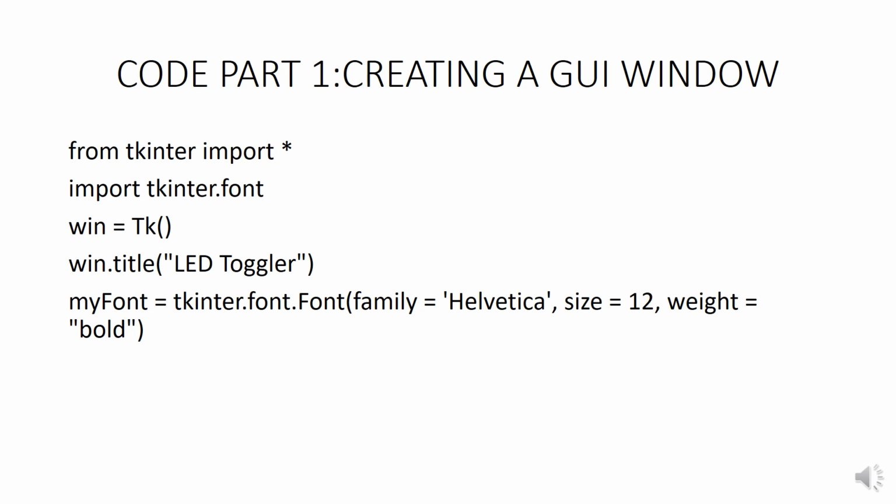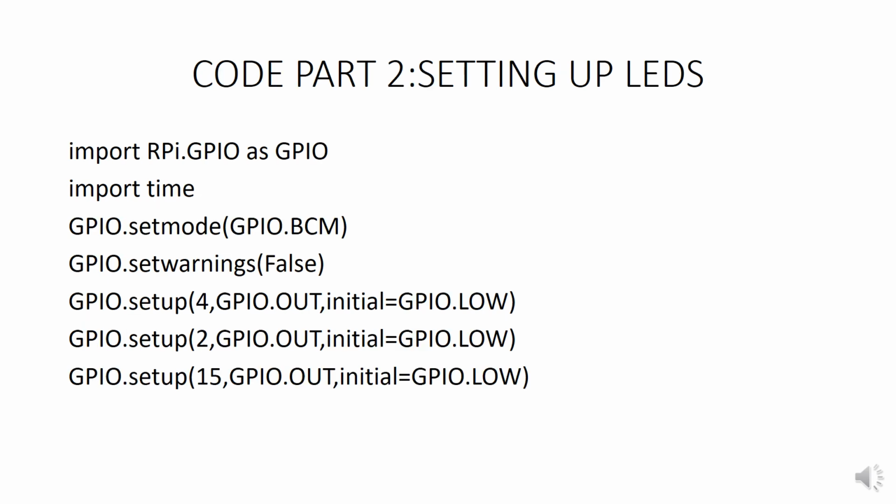So let's see the code part. First is creating a GUI window. Already I explained all these things to you. I'm importing my GPIO library, importing time, setting the mode. Then I'm initializing all my 3 ports, GPIO 4, GPIO 2, GPIO 15, as output ports, and setting their initial value to low.